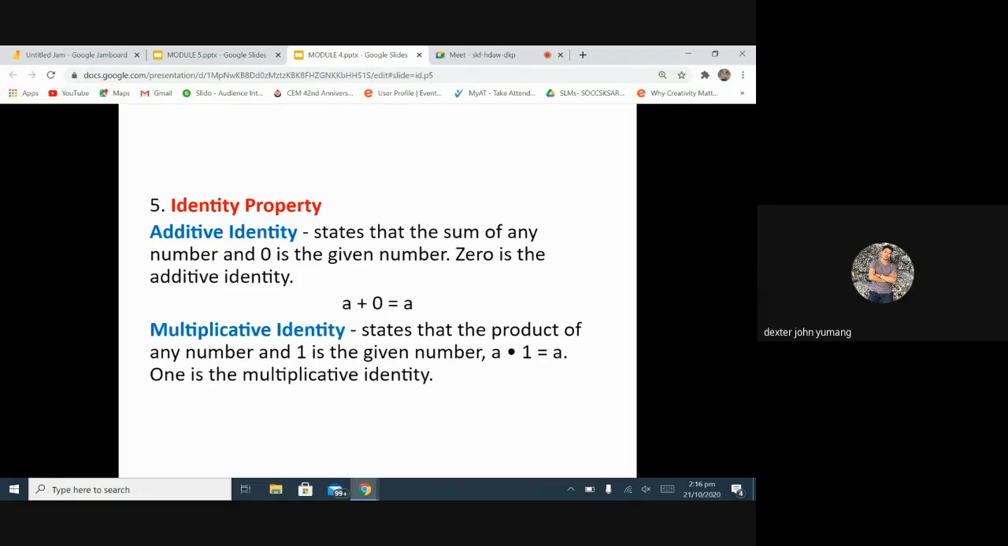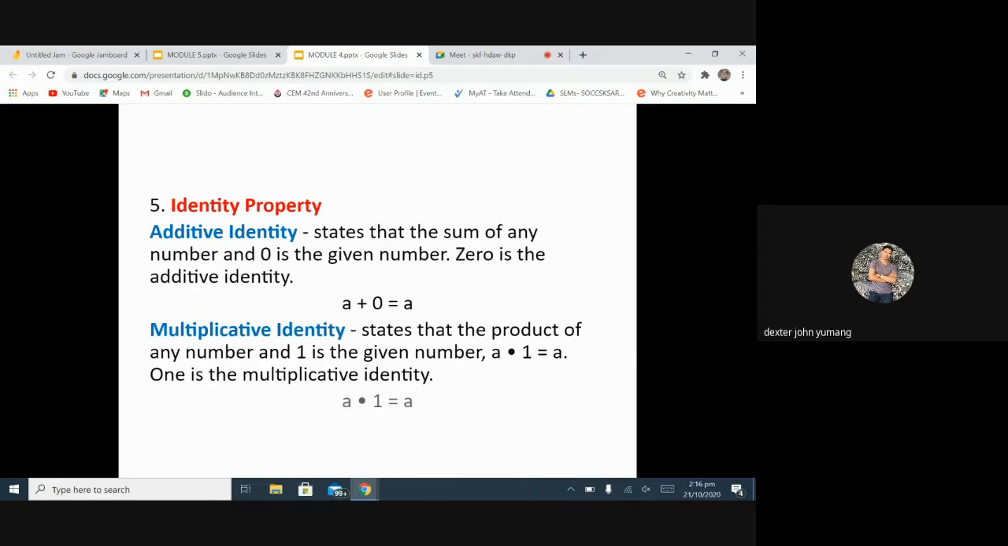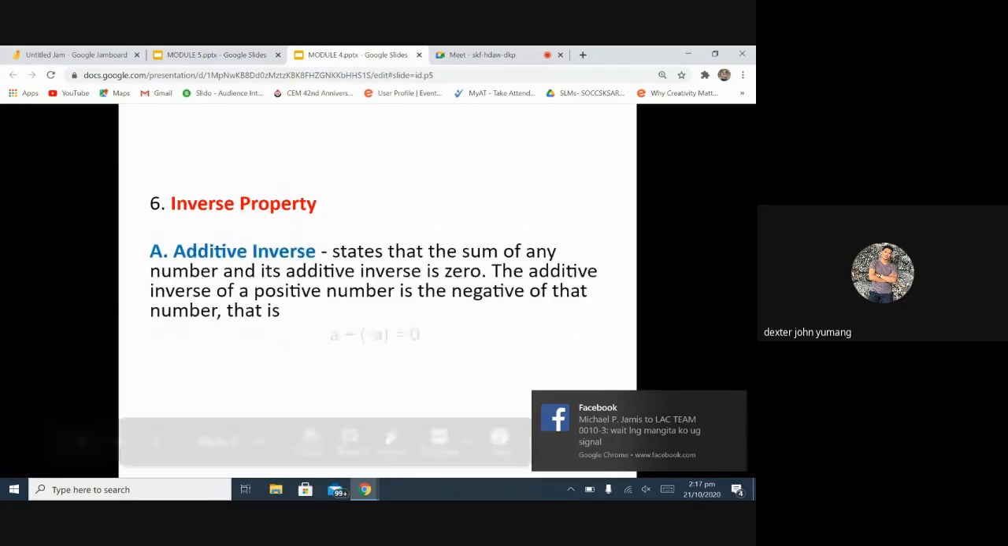Kahit ilang million pa yan siya, for example, 20 million times 1. 20 million pa din ang sagot. Ang tawag niyan, multiplicative identity. Pag tinanong sa inyo, if you are being asked, what is the additive identity? Your answer must be 0. If you are being asked, what is the multiplicative identity? The answer is 1. So that's the difference of the two. Next.